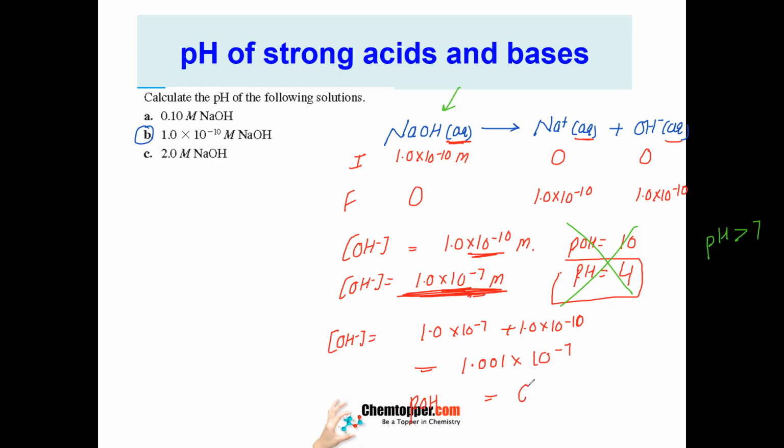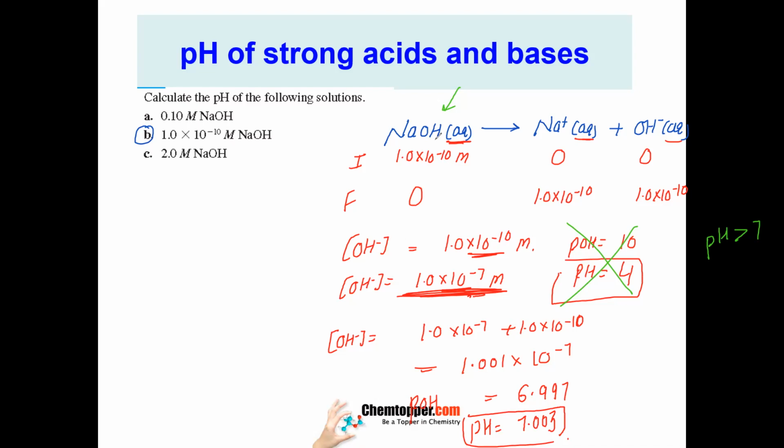It is 6 point... So let's not do approximation, because if we do approximation, then it will become 7. This is the pOH. Now get the pH. And you can see the pH is 7.003. Isn't it more than 7? It is more than 7, right?